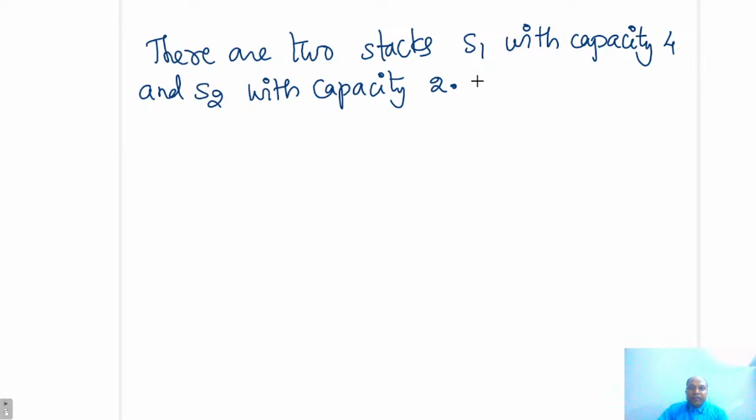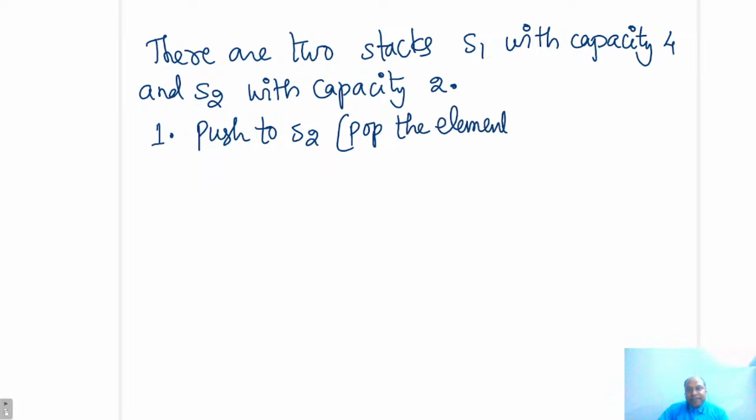So first instruction says that push to S2, that means what? Pop the element from S1 and push on to S2. This is the point.